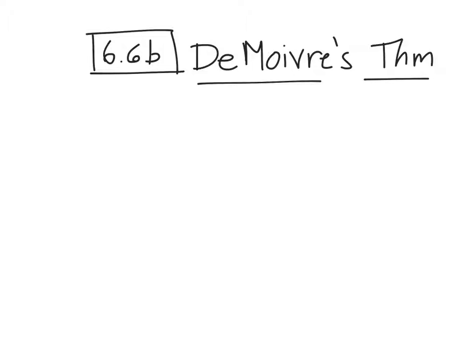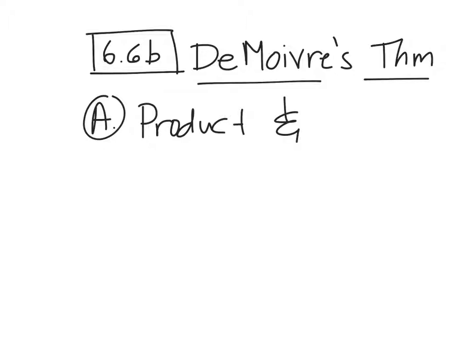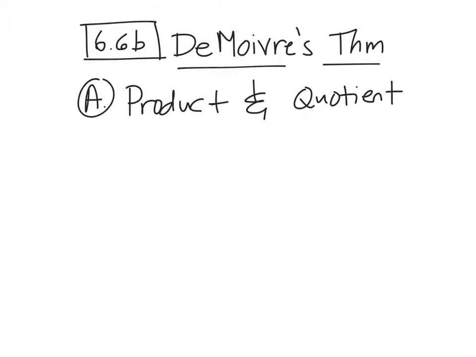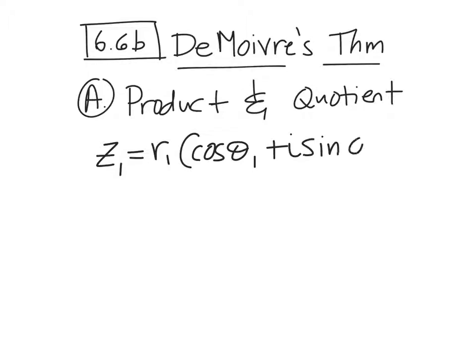His theorem says there's two things, okay? Letter A. We are going to do the product and the quotient of two complex numbers, but we're going to do it in their polar form. So, here we go. Suppose you have a complex number in its polar form. We'll say Z1 equals R1 times cosine of theta 1 plus I sine of theta 1.